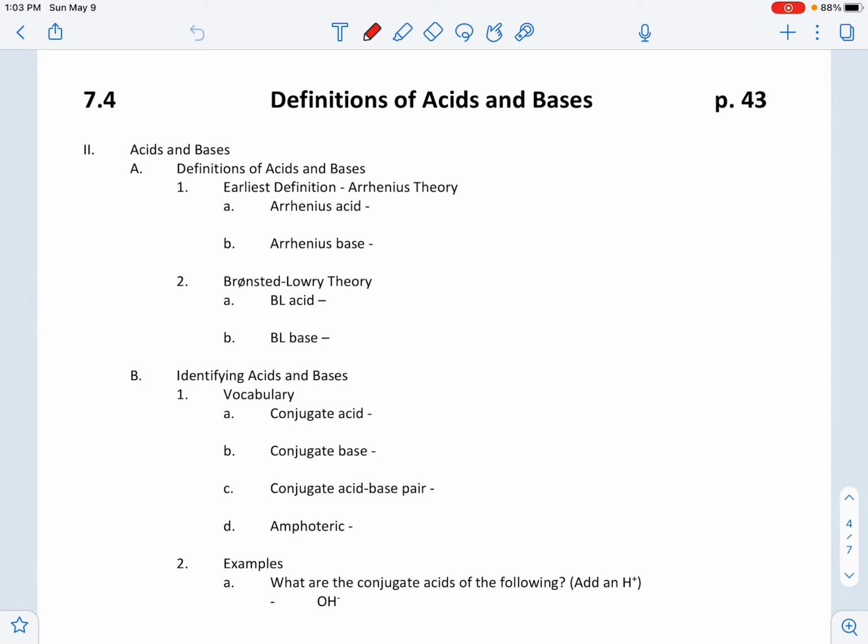So real quickly, I think our page number's wrong. I think we might be on 45, but do whatever number you got rolling there.